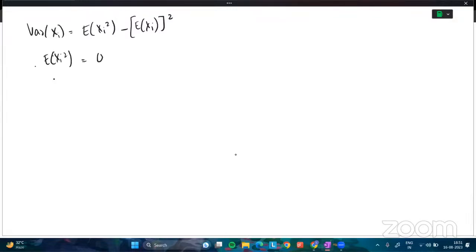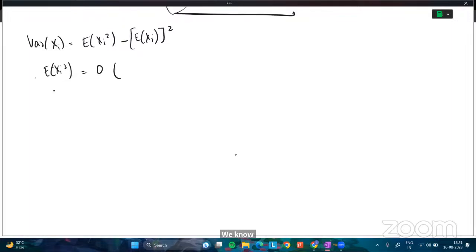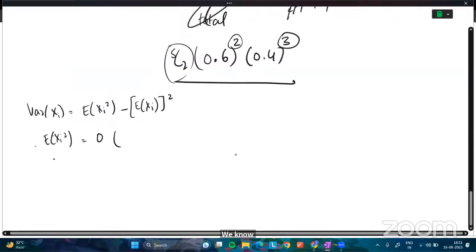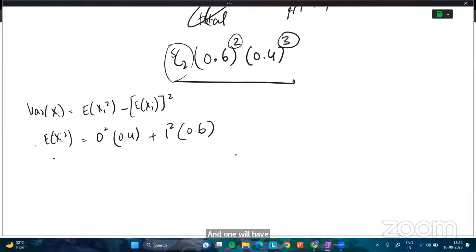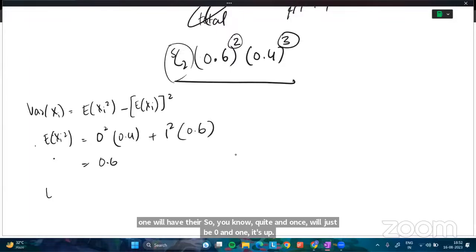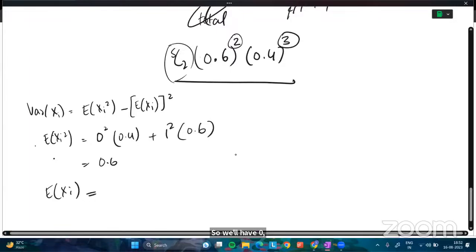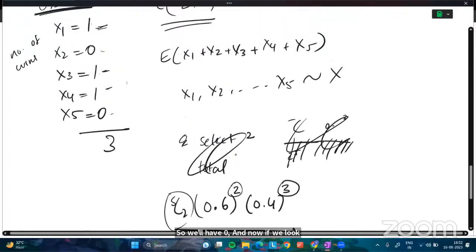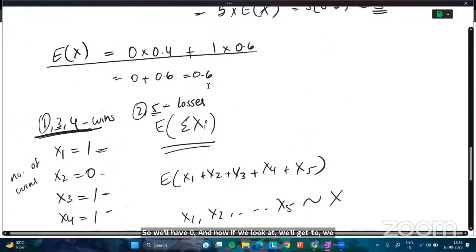We know that for 0 we have probability 0.4, and 1 will have probability 0.6. So 0 square and 1 square will just be 0 and 1 itself. So we'll have 0.6. And now if we look at the expected value of xi, we'll get 0.6. We already found the answers to be 0.6.